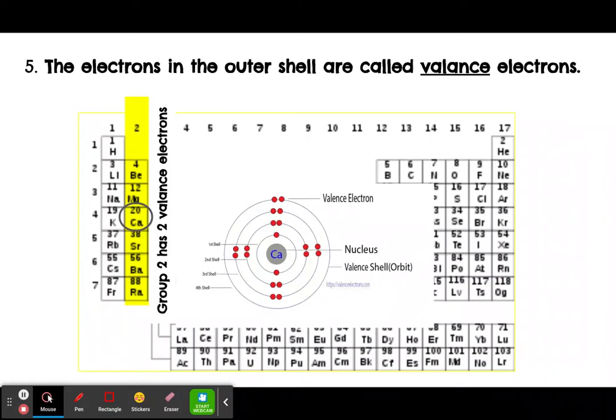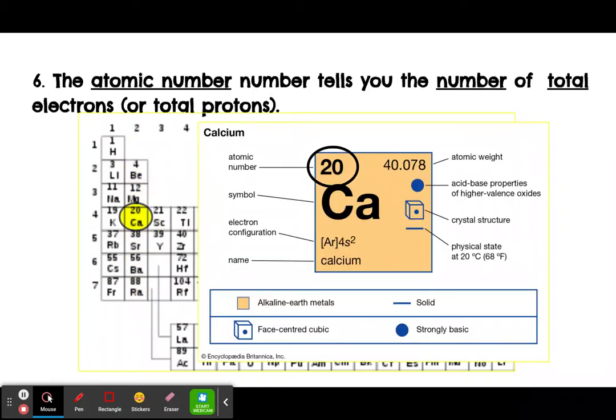Number 5, the electrons in the outer shell are called valence electrons. So here's calcium again, and it's a little bit different drawing, but you can still see the 2 valence electrons, the nucleus in the middle, and then the first, second, third, and fourth orbital shells for all of the electrons going around the outside.